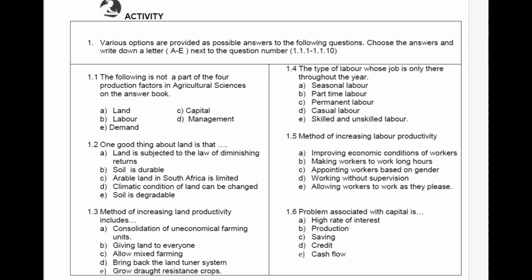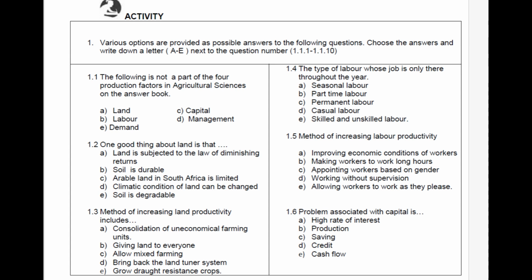2. One good thing about land is that. Which letter do you think is correct, Paulina? Letter B. Why? Durable soil is permanent and immovable and cannot be shifted to another location. This helps prevent land theft, unlike movable assets like vehicles or livestock which can be stolen or moved to another location. I think that this is a good thing about land.